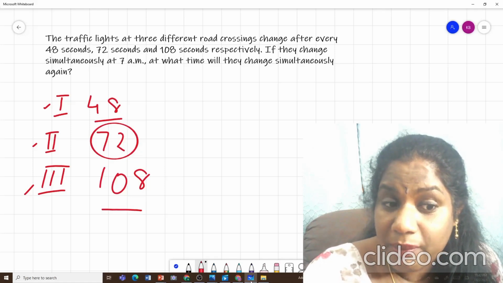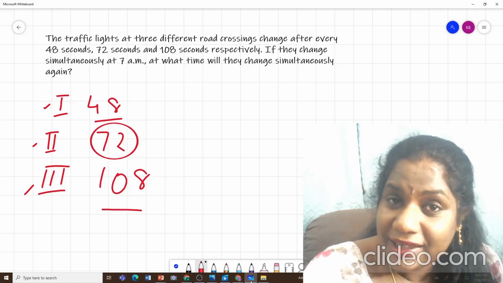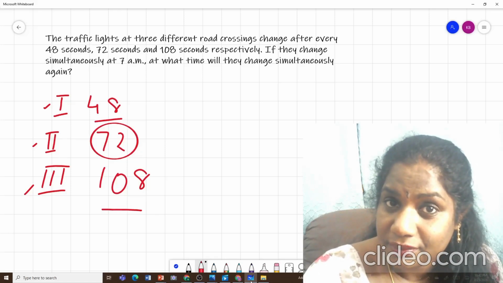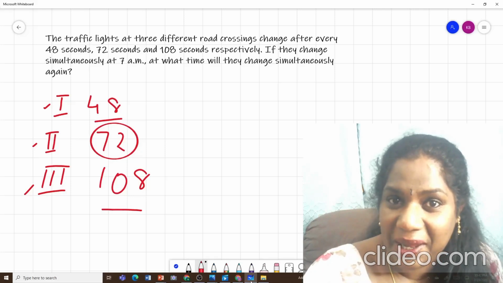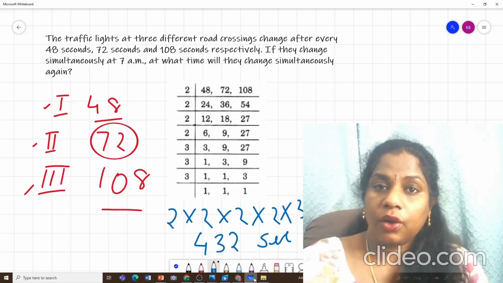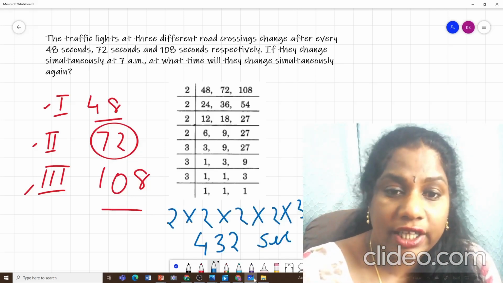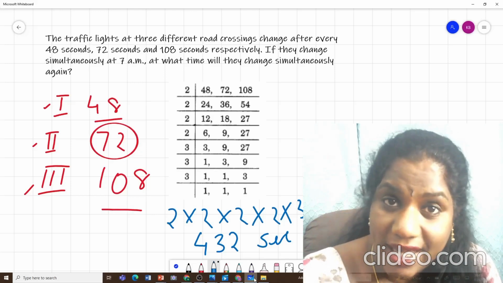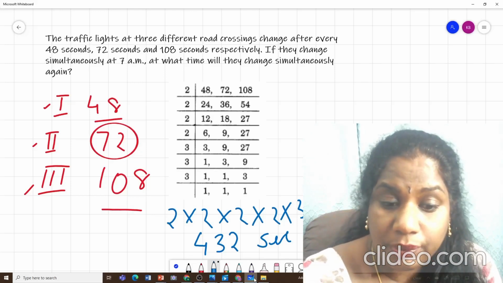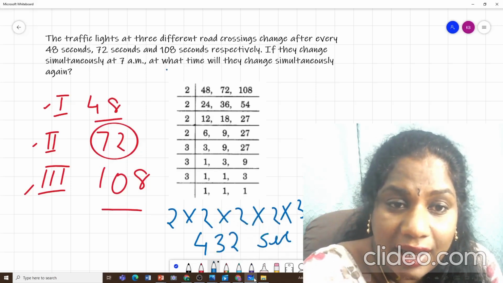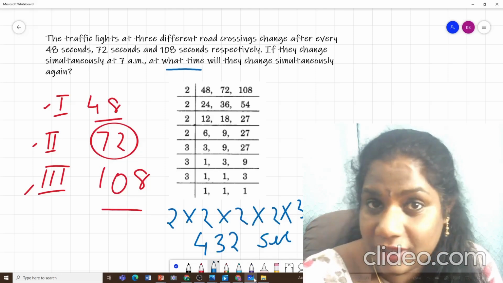If it has to be more than the numbers, then will you be going by HCF or by LCM? LCM. That's it. Very simple, right? Okay, so the LCM of 48, 72, 108 is 432 seconds. But what are you supposed to find out? Are you supposed to find out seconds? No. They are asking you what time will they change.